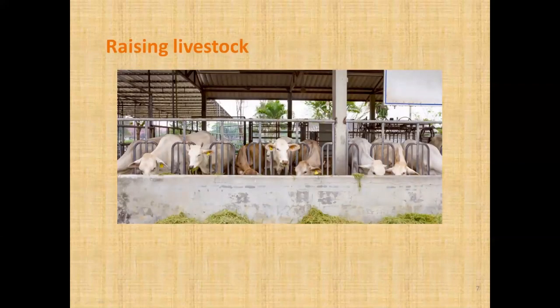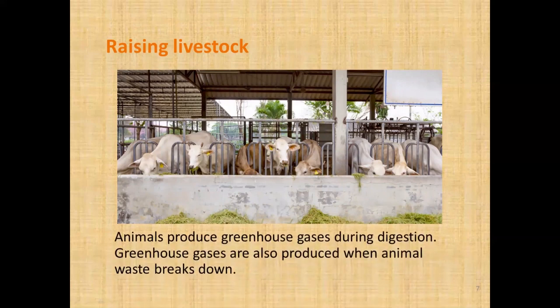And raising livestock is one of the major causes of the enhanced greenhouse effect. Why? Animals will produce greenhouse gases during digestion. It means that after they finish the food, when they digest the food, they will produce greenhouse gases. So when we raise livestock for food and for some dairy products, at the same time we are raising the amount of greenhouse gases produced. So that's why we need to be careful.